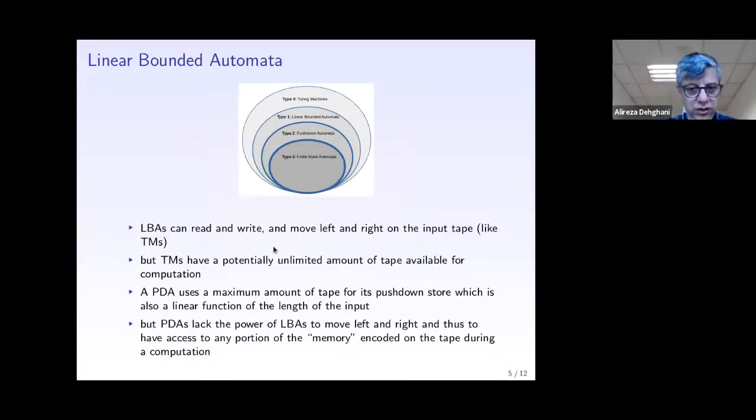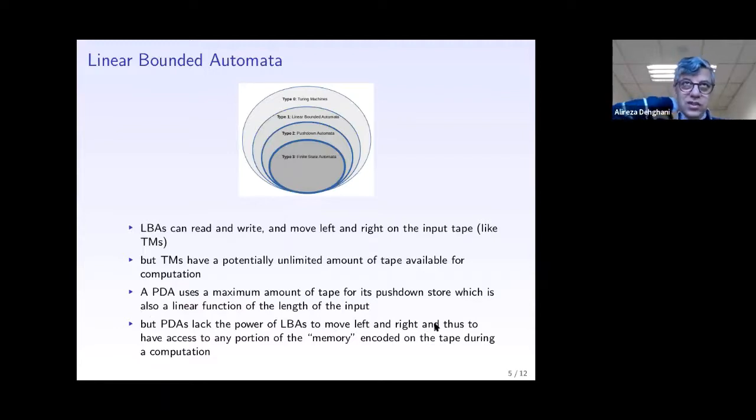LBAs can read and write and move left and right on the input tape, but Turing machines have a potentially unlimited amount of tape available for computation. A PDA uses a maximum amount of tape for its push and store, which is also a linear function of the length of the input. Okay, we are trying to compare them here, but PDAs lack the power of LBAs to move left and right. That was the difference.